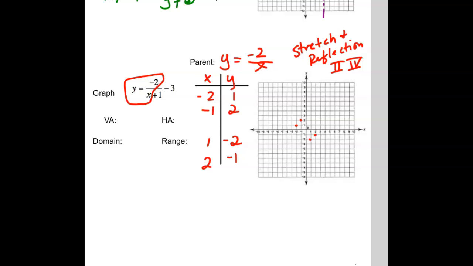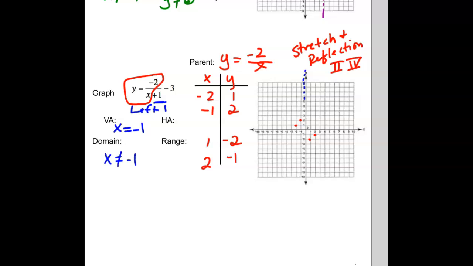All right, I'd like you to pause the video and identify any kind of transformations left, right, up, down that we're doing and how that affects our vertical and horizontal asymptotes and our domain and range. Turn it back on when you've got those filled in. All right, checking your work. Looking at this, this means we have moved left 1. So our vertical asymptote that was right here on the x-axis, we have moved it left 1. So we're going to have an equation x equals -1, which means our domain is everything except -1.